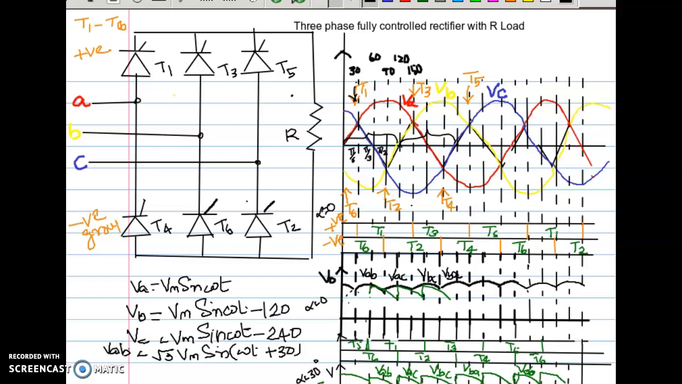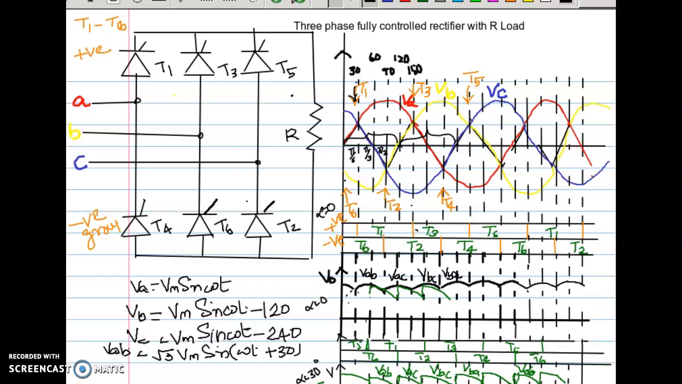Then VB becomes more positive, so T3 can be triggered. T3 is triggered and it continues for another 120 degree. Then the thyristor connected to VC, the positive one, that is T5, continues conduction for 120 degree. Then T1, T3, T5 repeat like that.